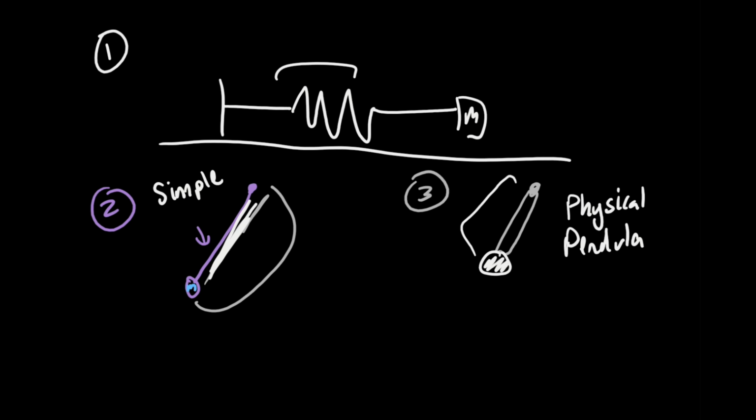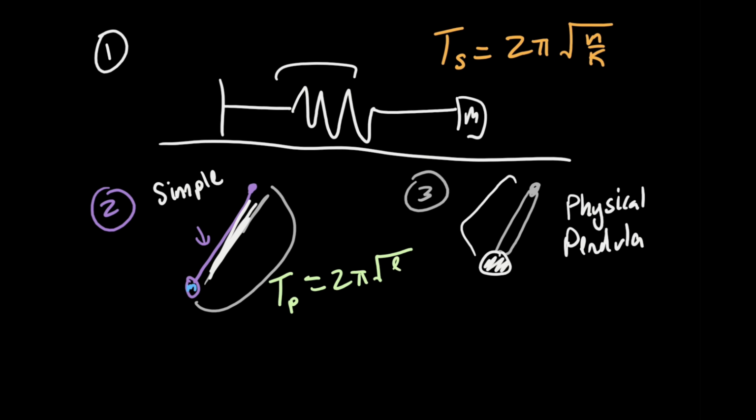The period of a spring system is T sub S equals 2 pi root m over k. The period of a simple pendulum is Tp equals 2 pi square root L over g. And the final one over here, our physical pendulum, is T phys equals 2 pi square root I over mgd.